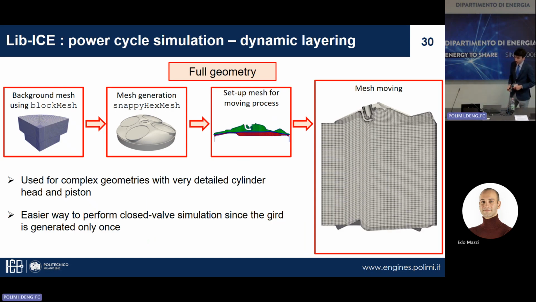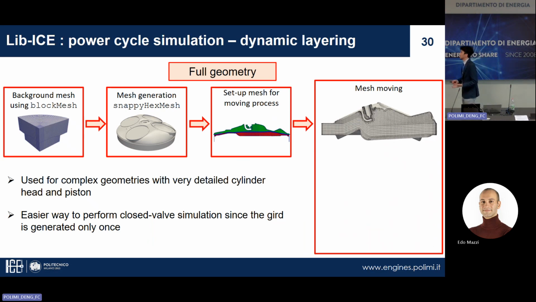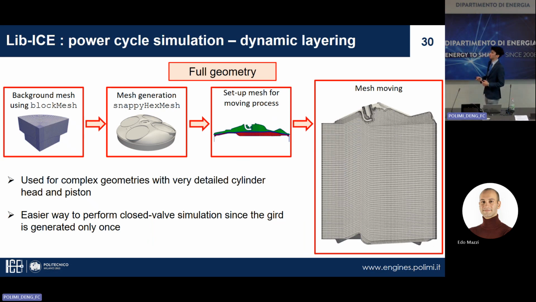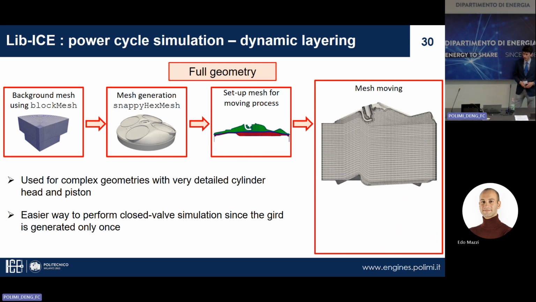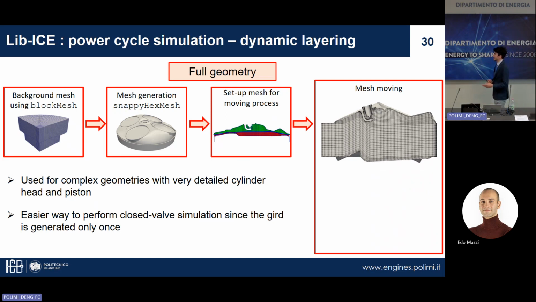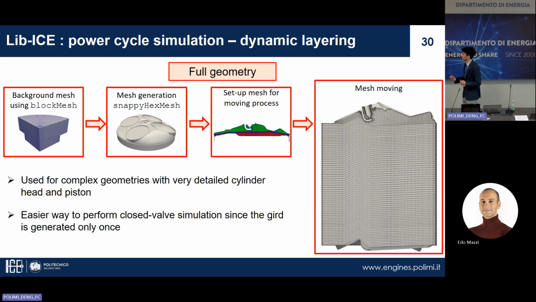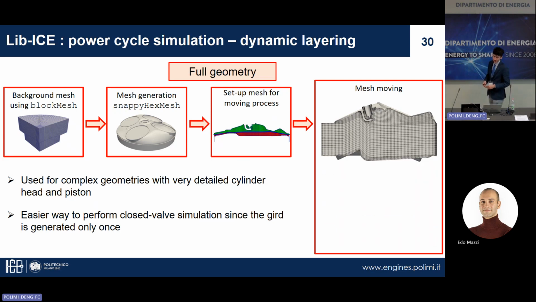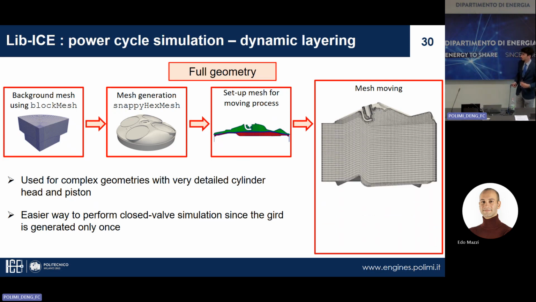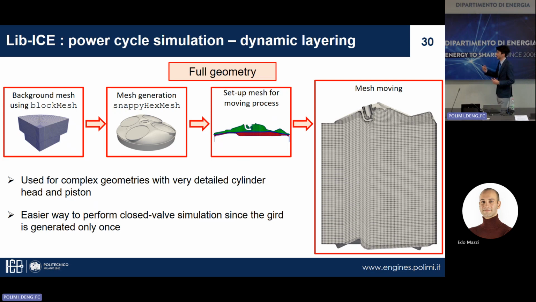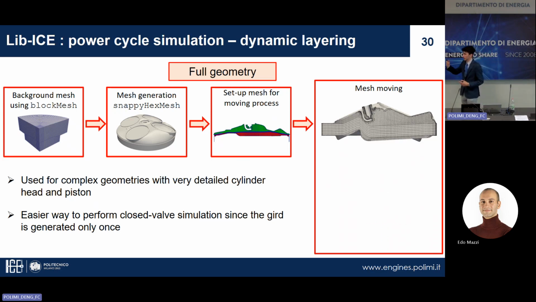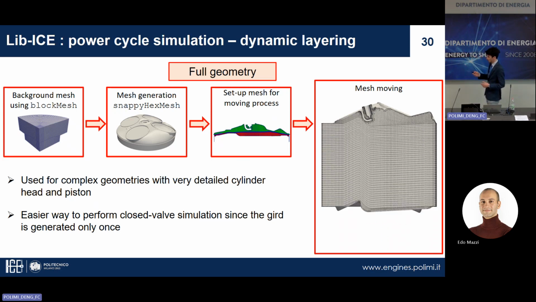For the full geometry approach, we use again the blockMesh and the snappyHexMesh utility from OpenFOAM, and then we apply a setup for the mesh moving process. Basically, we select a layer in which cells will be added and removed to accommodate the piston motion.